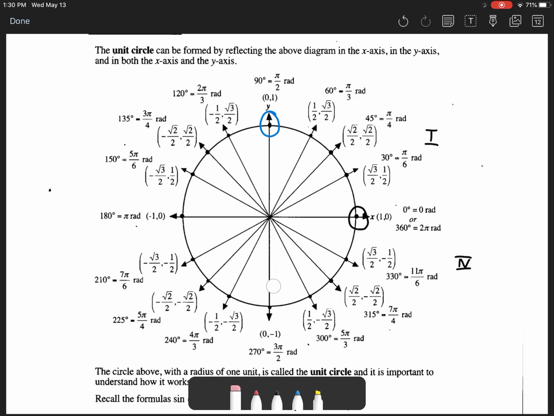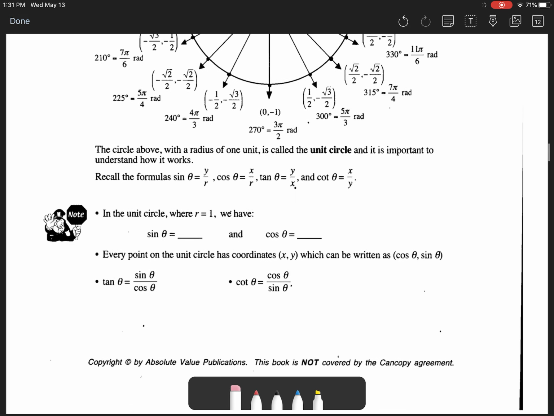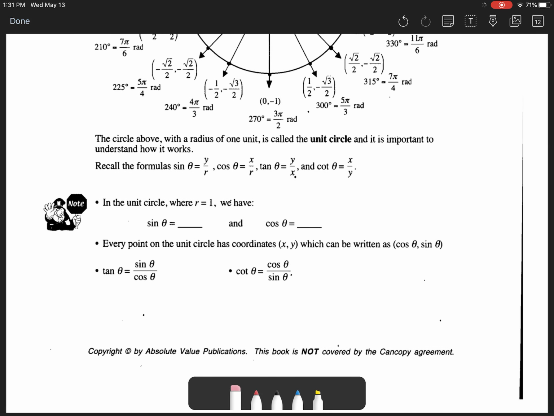And again, you'll get so much practice at this that it will become kind of second nature to you. So it says the circle above with a radius of 1 unit is the unit circle. So that's actually really important. When I'm on the unit circle, the radius is always 1. And remember, sine is y over r.